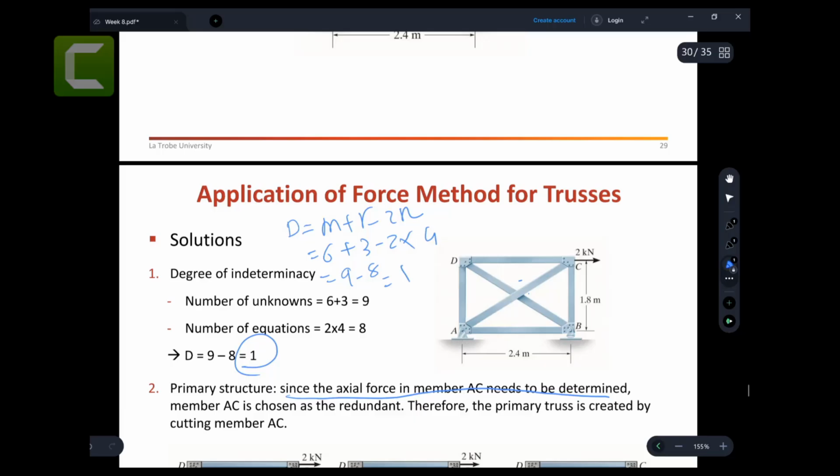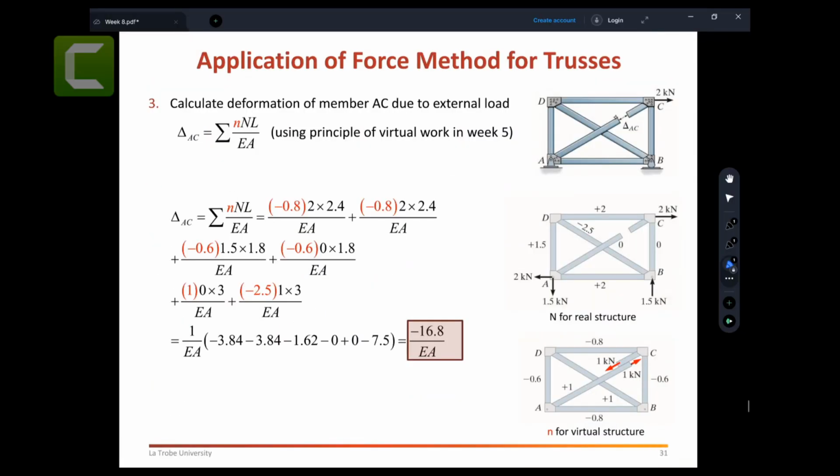So we just say that this member is not there. We just cut it. Why did I choose this one? Because that's the force we want to find. Like in the beam, we make the reaction force redundant. Here in the truss, we make this axial force member redundant. If there are 2 redundants, then you need to make 2 members be gone, to be removed. Just make a cut there. So let's say I make this cut and make this structure the primary structure. Now this is the primary structure. By the way, let's say this member is not there, so your primary structure would look like this, and again you need to make it stable, by the way.